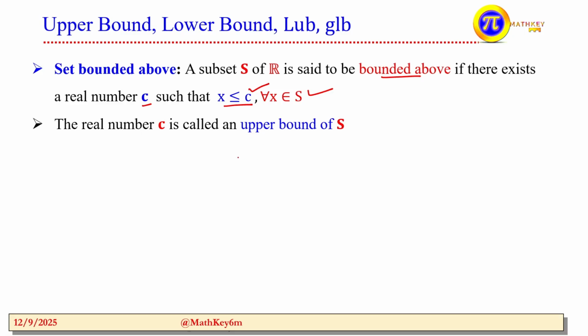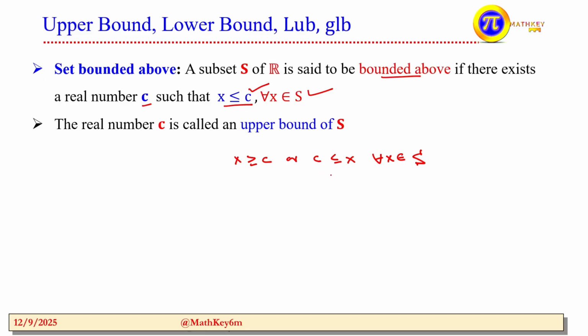Similarly, if x is greater than or equal to c, or in other words, c is less than or equal to x for all x element of this S, the given set S is bounded below. As we said, this is bounded above, so we call this c an upper bound. In the same case, if x is greater than or equal to c, for all x element of S, we can say this c is a lower bound of S.